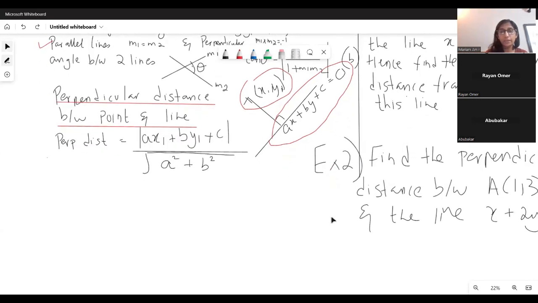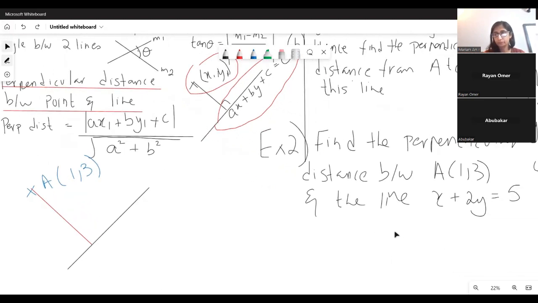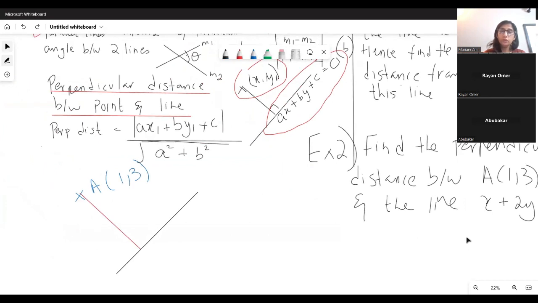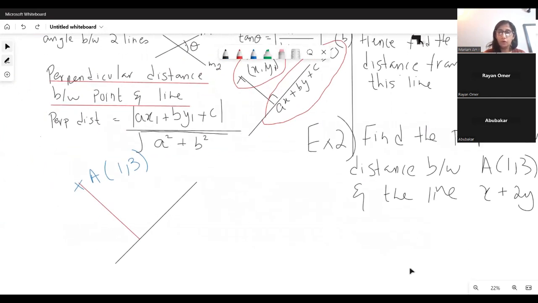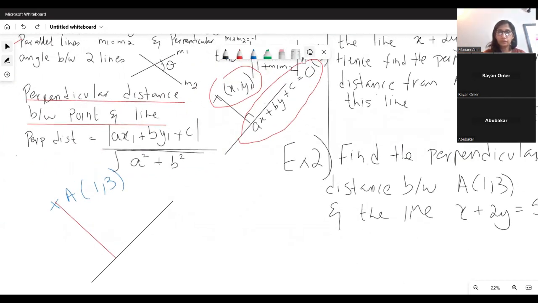So we have the point A, which is (1, 3). Sorry, not 2, 3, it's 1, 3. And we need the perpendicular distance between that point A and the line. And what is the equation? x plus 2y equals 5. You need to write this equation in a particular form, which is this.